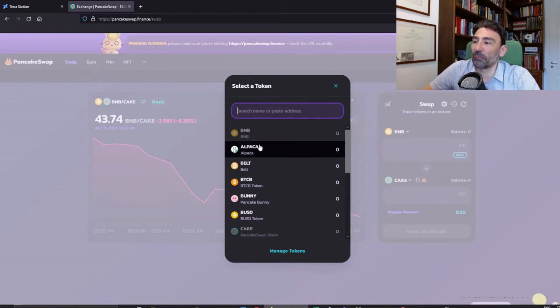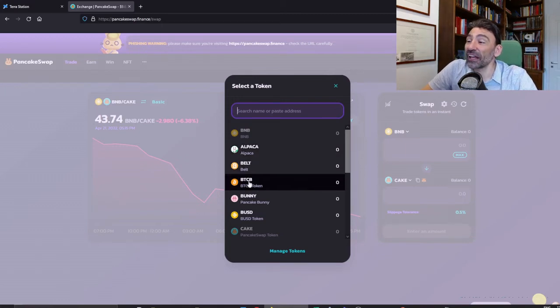But you can see Alpaca. It's a crypto token. I don't have any idea. Not true, but I have some ideas. But Belt. And what is funny here? This is Bitcoin. But why is there Bitcoin on the Binance Smart Chain? Bitcoin lives in its own blockchain. It cannot live on the Binance Smart Chain. How does it work? It works in the following way.